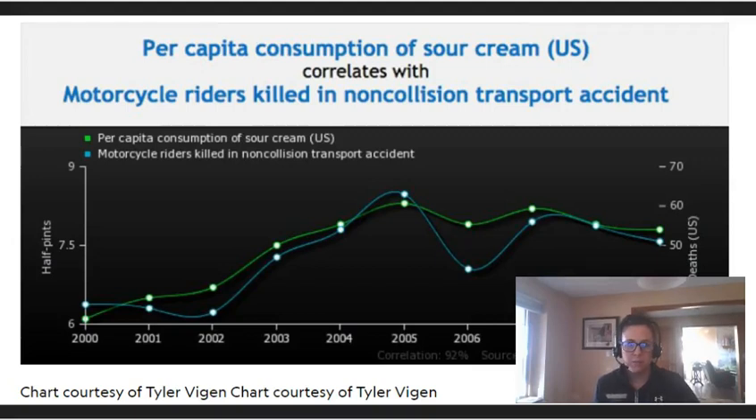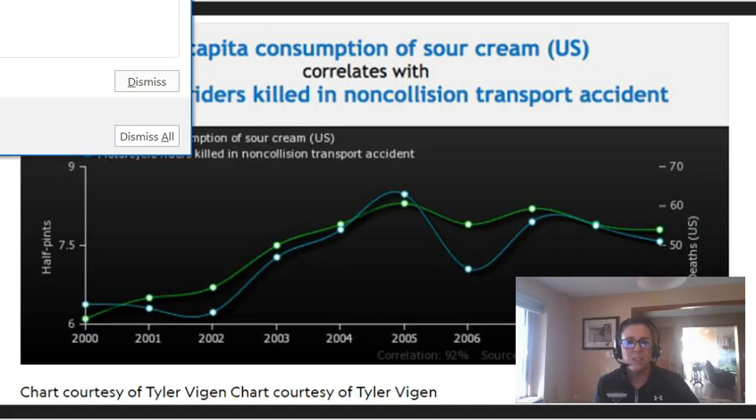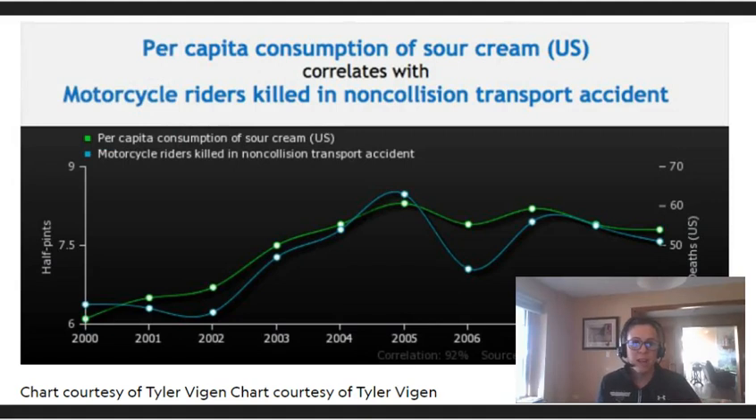Here's another graph. This looks at the number of motorcycle riders killed in non-collision transport accidents, and it's correlating that to the per capita consumption of sour cream. Now, that's just ridiculous, right? The amount of sour cream has no effect on how many people are going to die on a motorcycle. But you can see that these graphs are kind of aligned, so they're correlated, but this is not a cause.